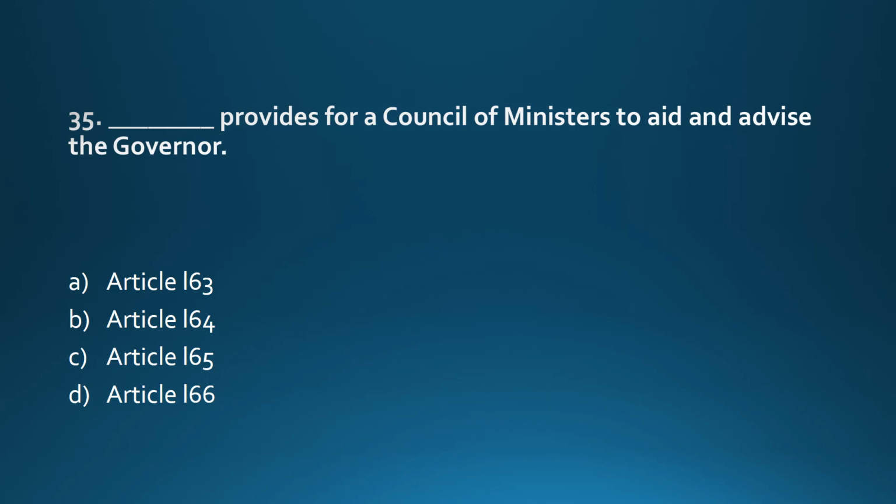Question number 35. Dash provides for a council of ministers to aid and advise the governor. Option A, Article 163. Option B, Article 164. Option C, Article 165. Option D, Article 166. Correct answer is option A, Article 163.